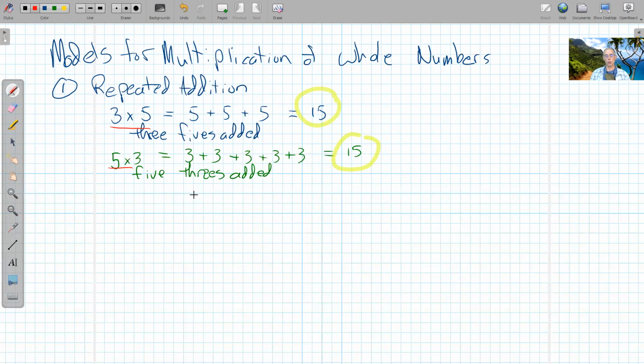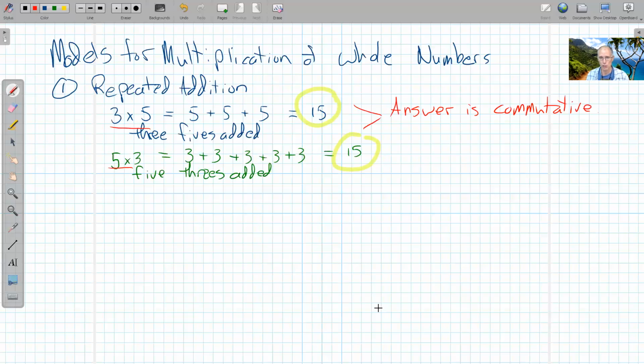And when you change the order of an operation, but the answer doesn't matter, that's what's called the commutative property. So the answer for multiplication is commutative. But the process in between is not. Okay. So 5 plus 5 plus 5 is a different situation than 3 plus 3 plus 3 plus 3 plus 3, even though they have the same total.